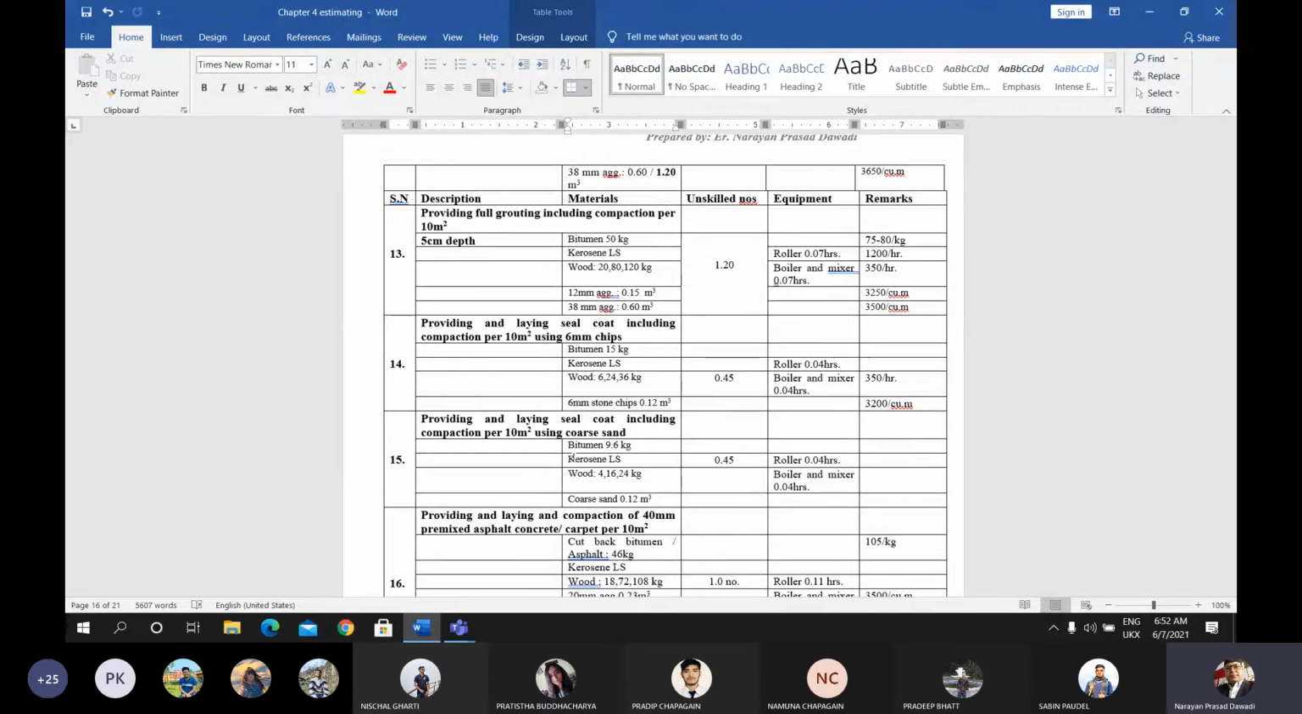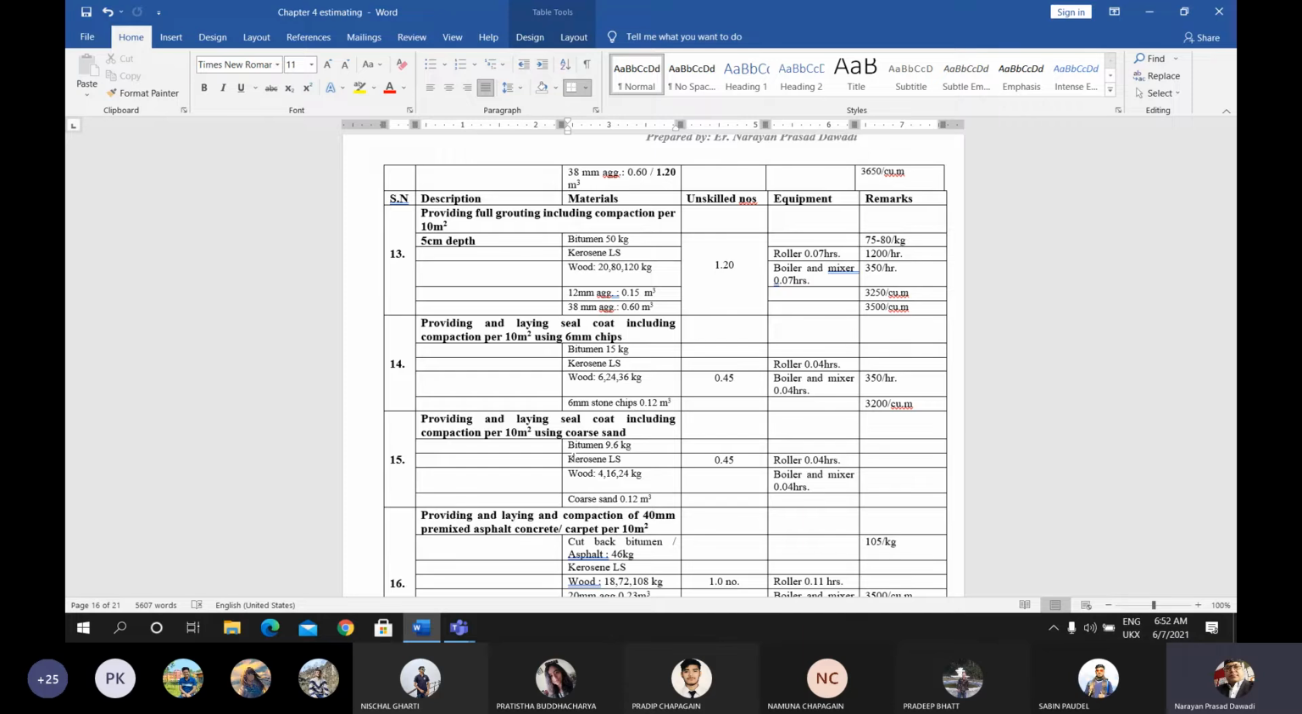Okay, this is the seal coat which is provided after laying the surface course. The surface course is covered by the seal coat from the top. So for the seal coat using 6 mm size stone chips, bitumen required is 15 kg. Kerosene can be taken as a lump sum, and where there is bitumen, you need wood for heating the bitumen. For boiler, open mass and the patchwork, it is 6, 24 and 36 kg. The material required for the seal coat is 6 mm stone chips, 0.12 meter cube.